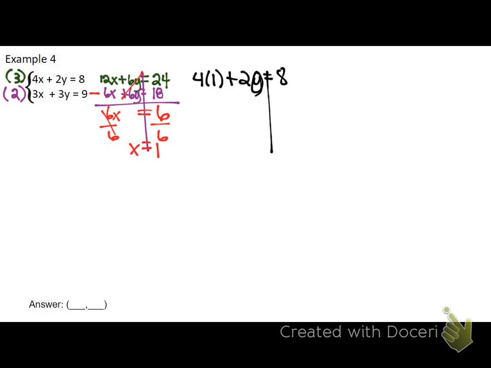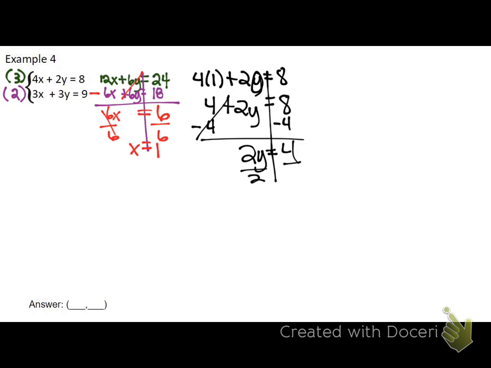4 times 1 is 4 plus 2y equals 8. Minus 4 on both sides. 2y equals 4. Divide by 2, and as Chance just said, y is going to equal 2. So my solution is 1, 2. 1 comma 2, parentheses around it. There we go.